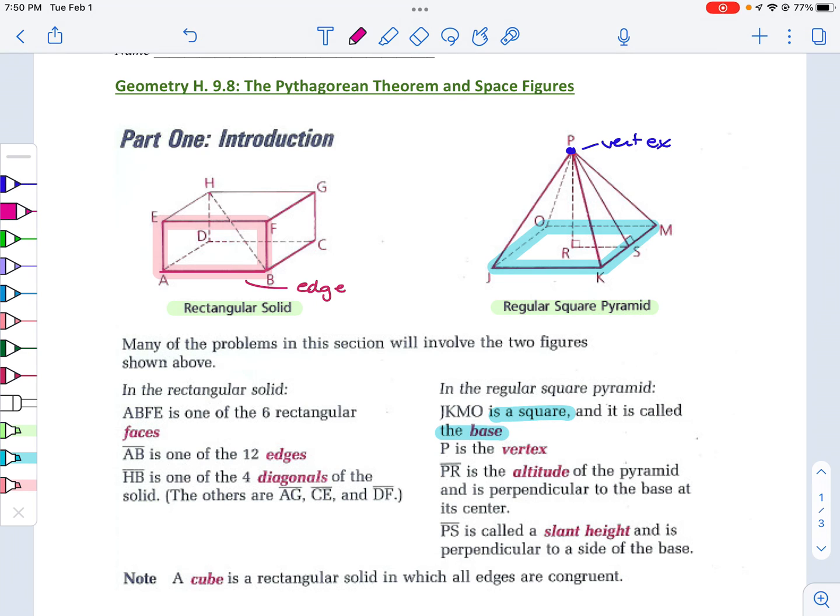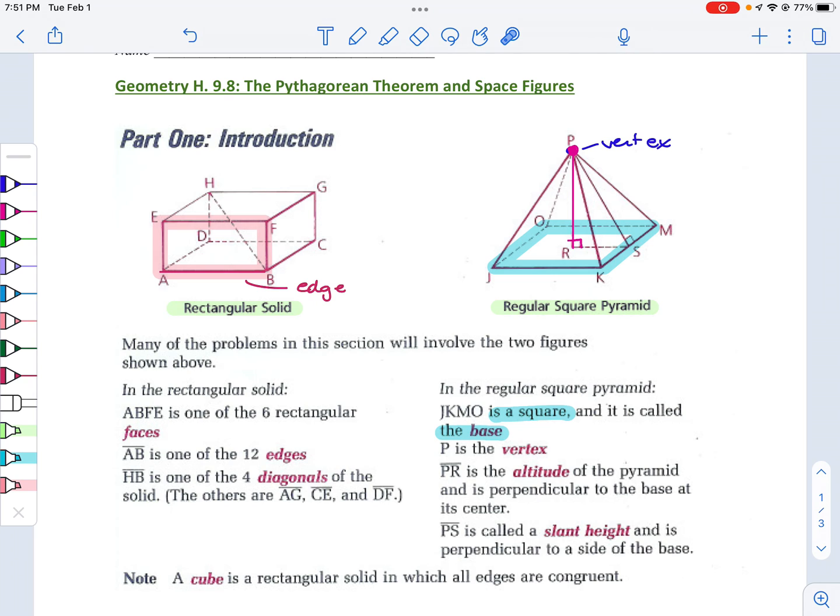And just like we have an altitude in a rectangle or a triangle, an altitude starts up here at the vertex and it drops down into the center of the pyramid perpendicular to that base. So this segment PR is referred to as the altitude of the pyramid, and it's perpendicular to the base and hits the base at its center. So point R is the center of that square.